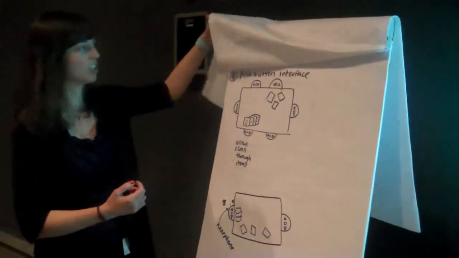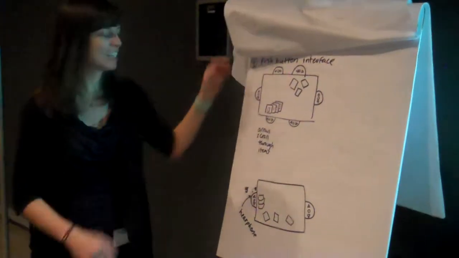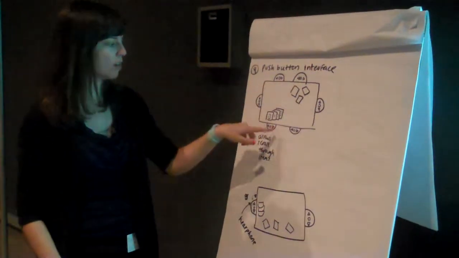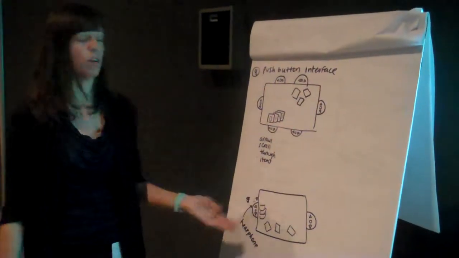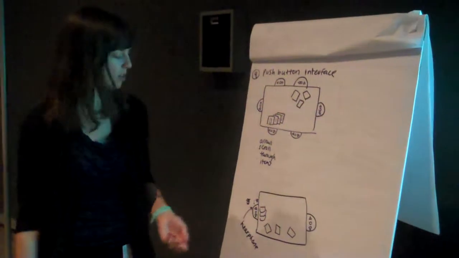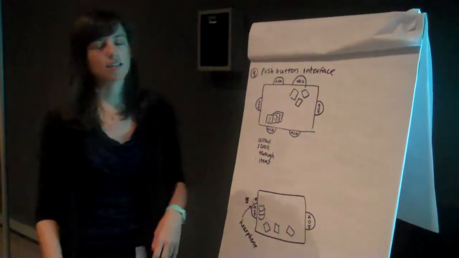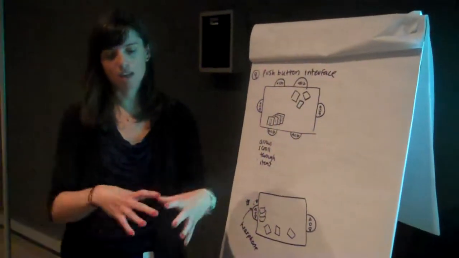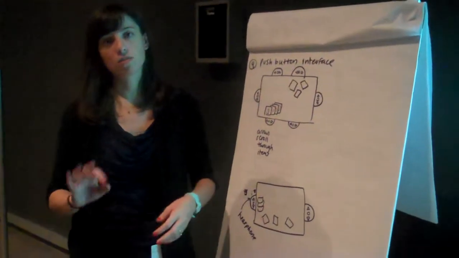Then we talked about the good old push button interface. So whether it's multiple push button stations around the table, or if it's just one or two to give that option to one person, the idea is that once you hit a button, the items would organize in a linear format, so you could scroll through them.